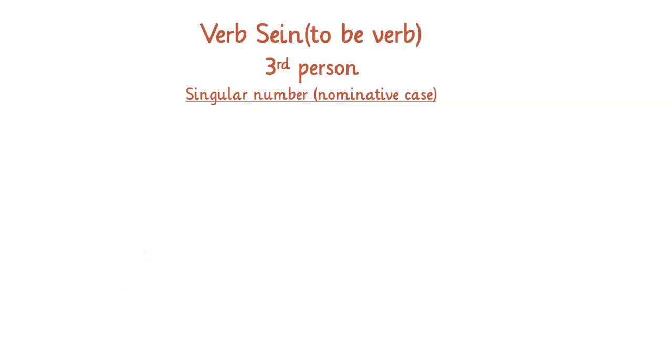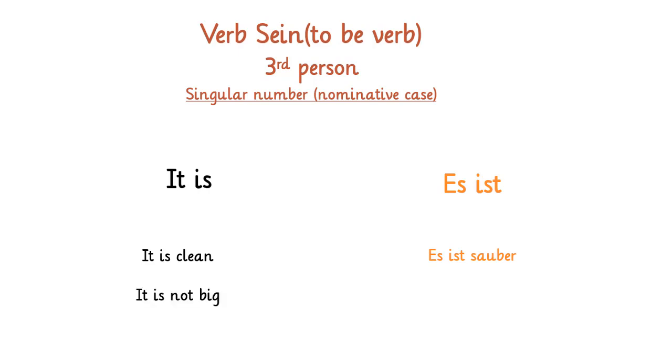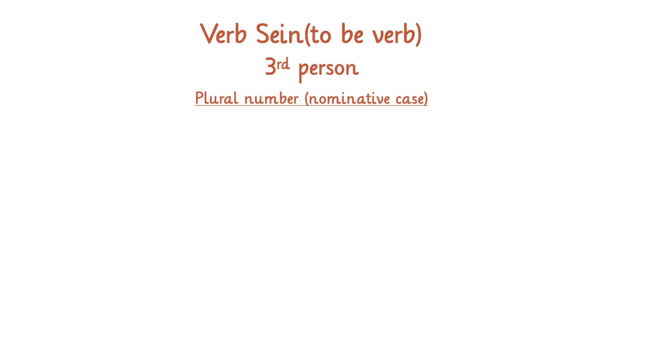Now we move to our next page. Here we get it is, which means es ist. For example, we can say, it is clean. And in German we say, es ist sauber. Here clean means sauber. Our next example is, it is not big. In German we say, es ist nicht groß. Here big means groß. And that's the end of third person singular number.